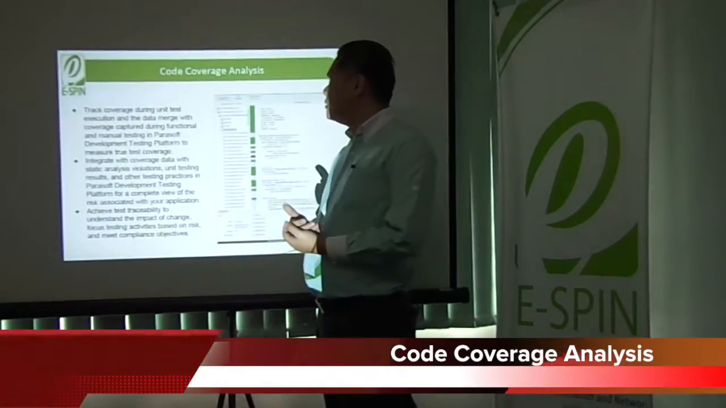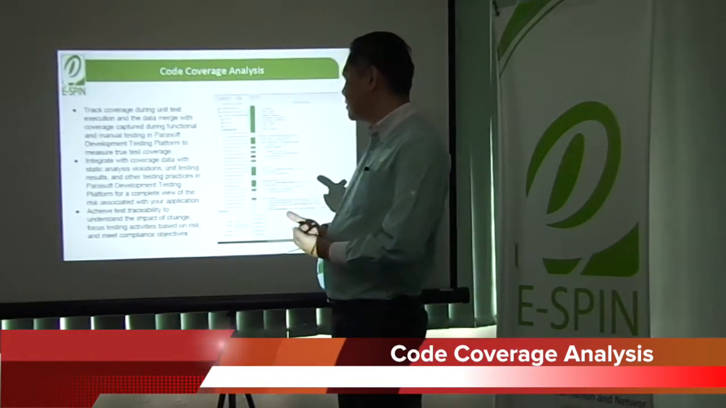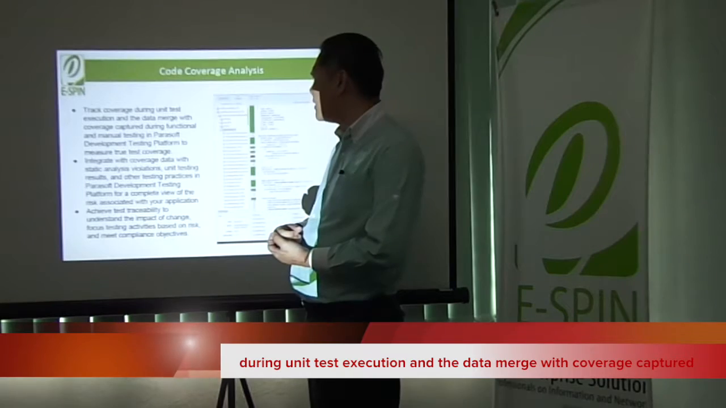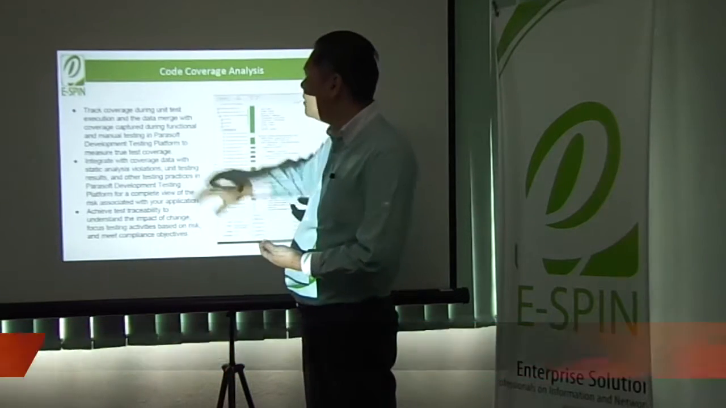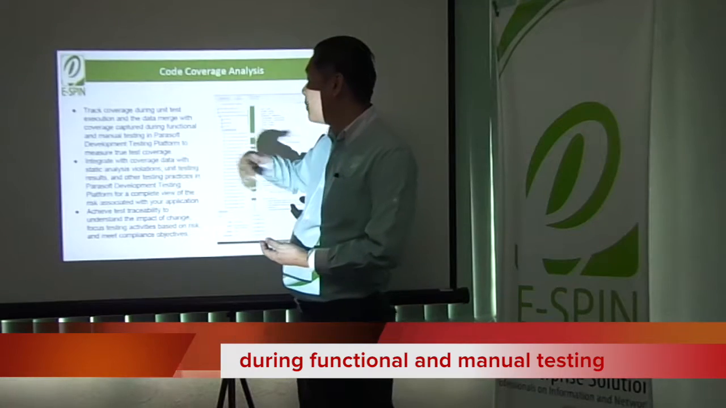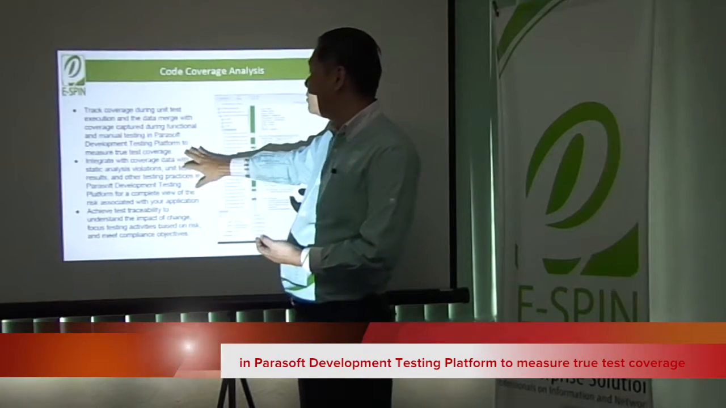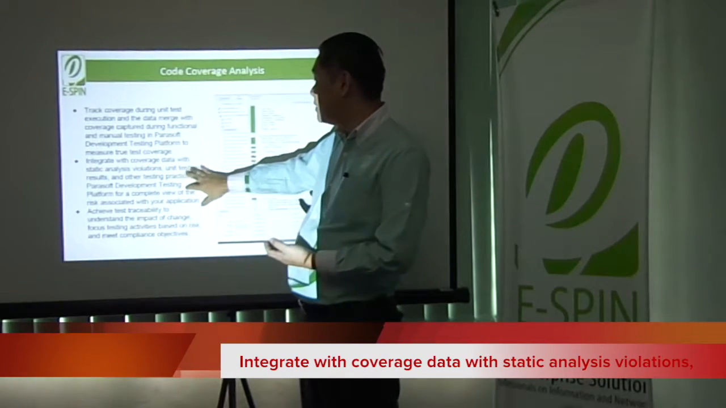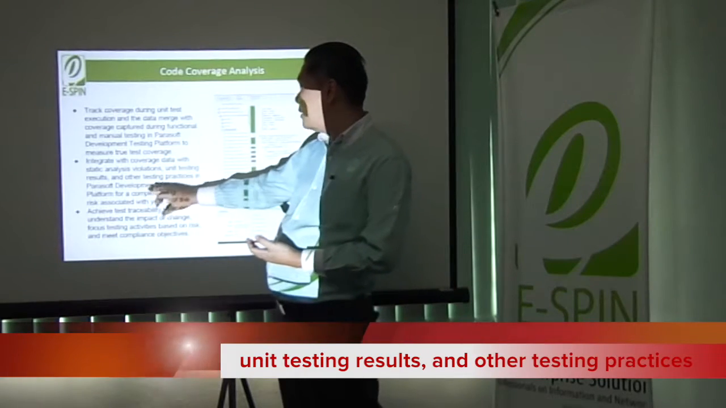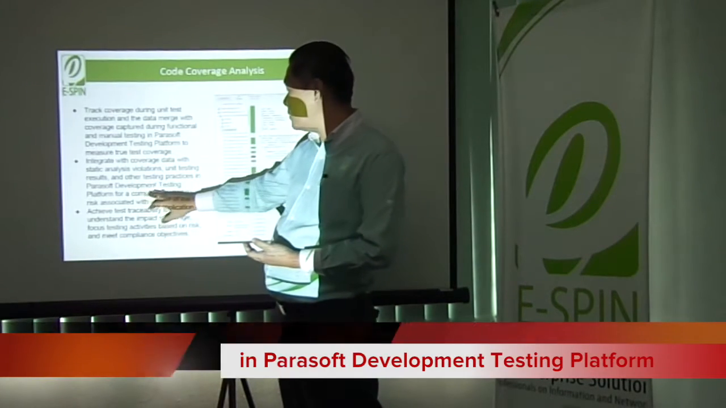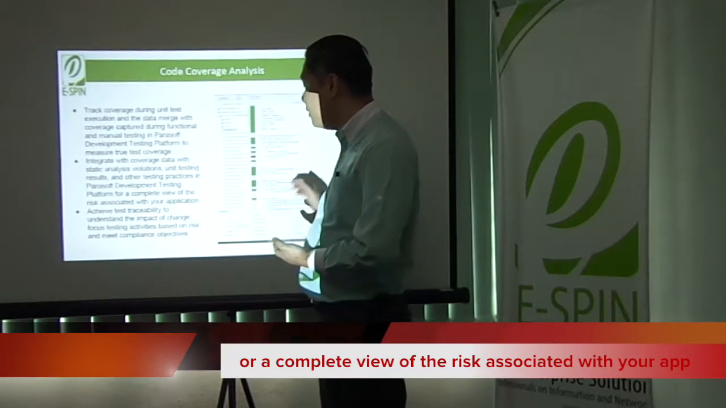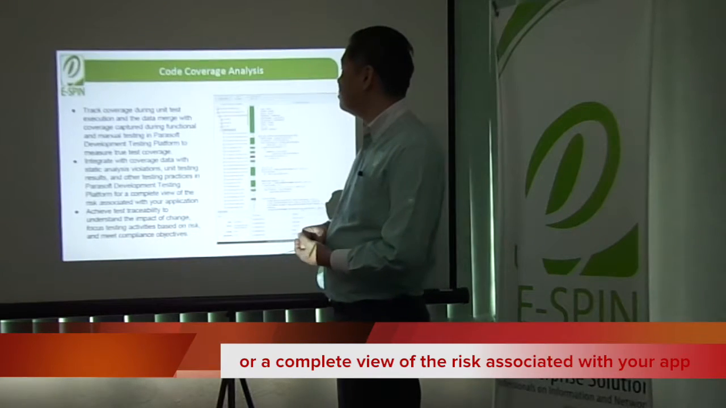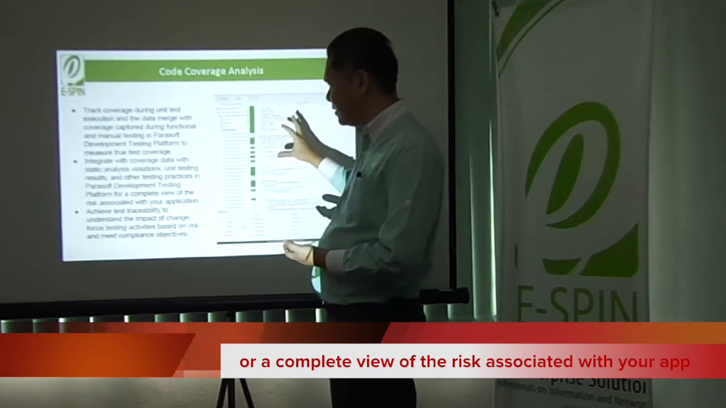We continue with code coverage analysis, first in a quick summary. Track the coverage during unit test execution, and merge the data with the coverage captured during functional and manual testing in the Parasoft development testing platform to ensure true test coverage. By integrating the coverage data with static analysis violations, unit testing results, and other testing practices in the Parasoft development testing platform, you get a complete view of the risk associated with your applications. So that ensures your code coverage is more comprehensive.